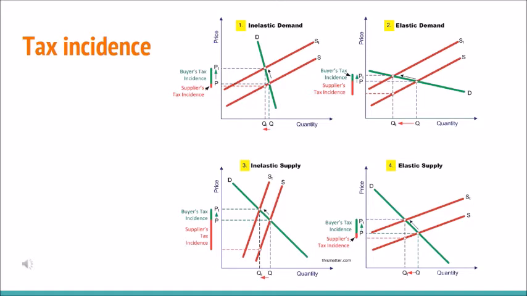But how the tax incidence, or the tax burden, is shared between buyer and seller depends on the elasticity of both demand and supply. The buyer bears a greater portion of the tax burden when either demand is inelastic or supply is elastic, as shown in diagrams number 1 and number 4 respectively. When demand is elastic or supply is inelastic, then the seller bears the major portion of the tax, as shown in diagrams number 2 and number 3 respectively.